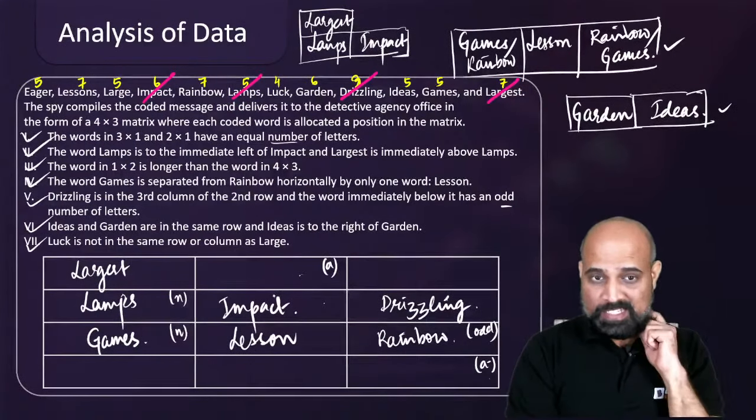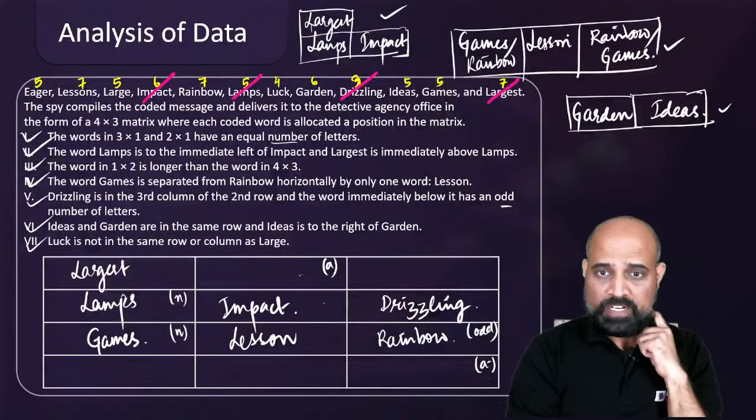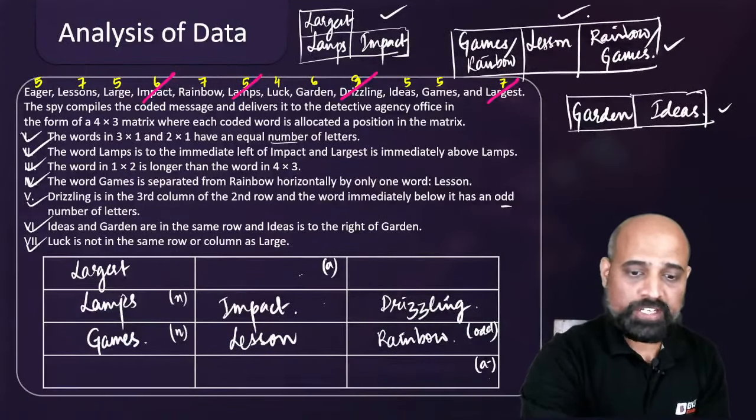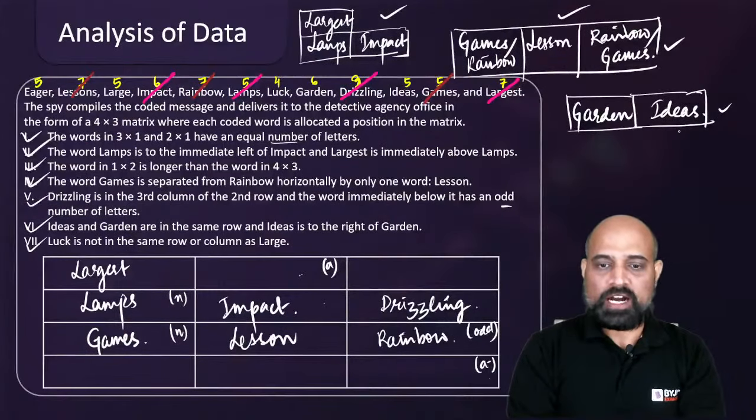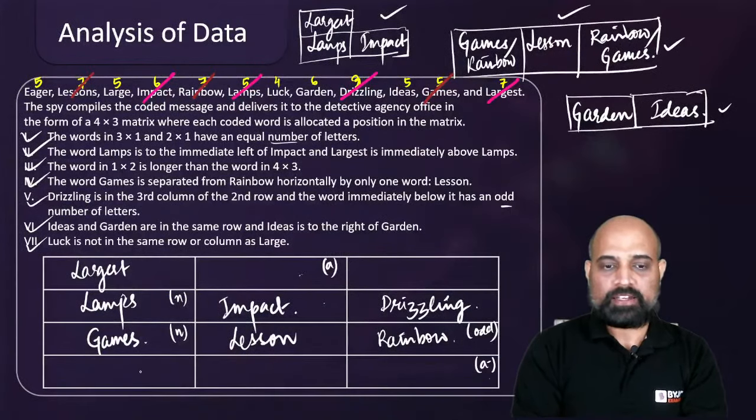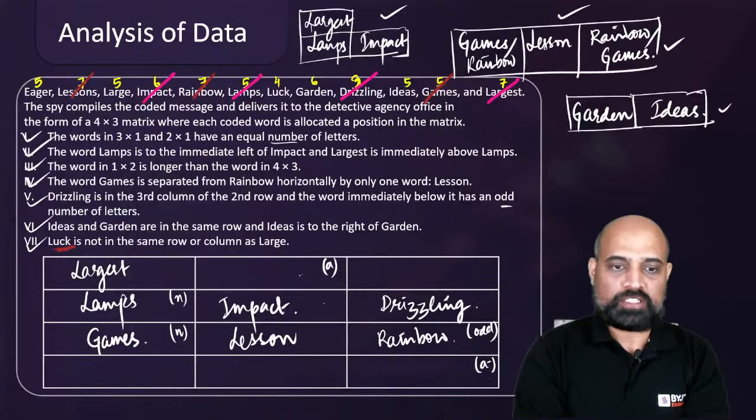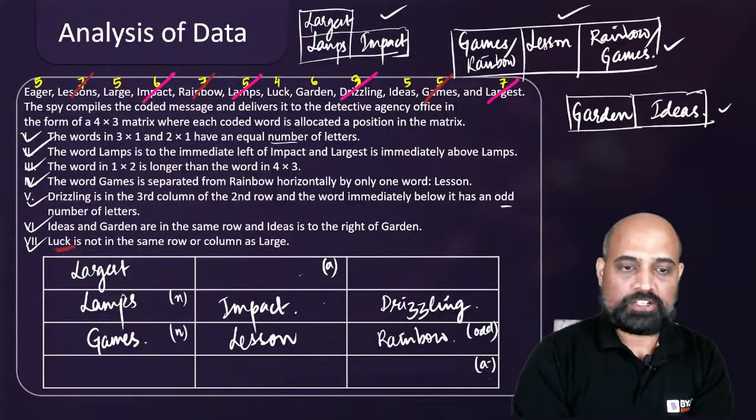Okay, once this is done, so we are done with this part, we are done with this part. Let's strike out whatever we have done. We are done with games, we are done with lessons, we are done with rainbow. Okay, then we have got garden and ideas. Now, garden and ideas can come at any of these places that we have. And we know that luck is not in the same row or column as the large.